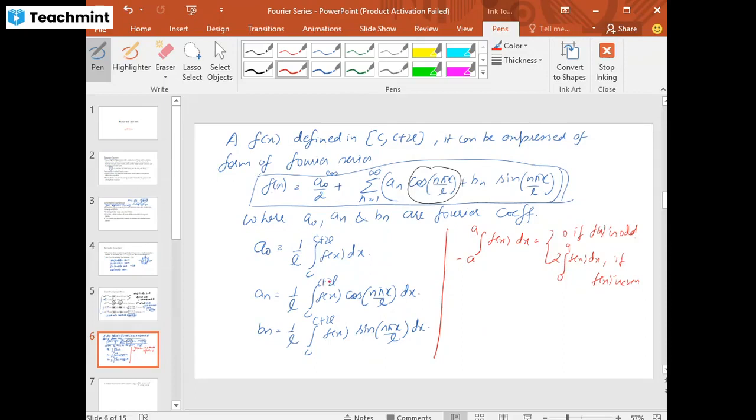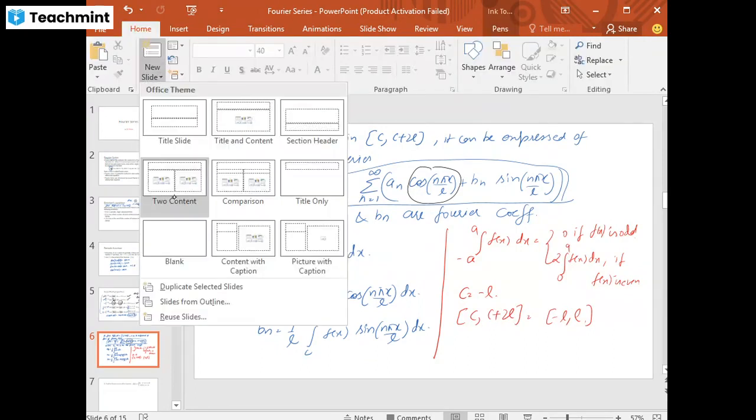Okay, because here the interval is c to c plus 2l, if our starting point is minus l, okay, if I replace c with minus l, so your interval c to c plus 2l can be reduced to minus l to l, right? So in that case we can use this property. So what will happen in that case? Let us consider it in the next slide.